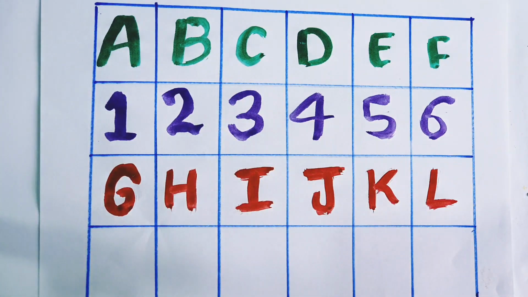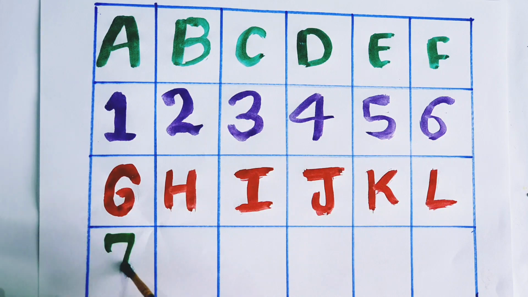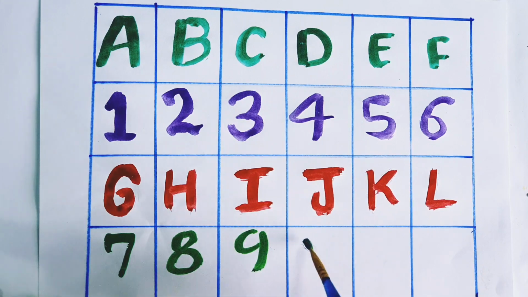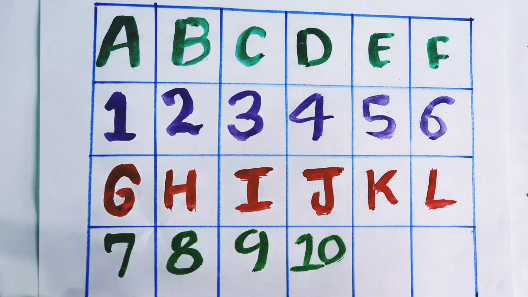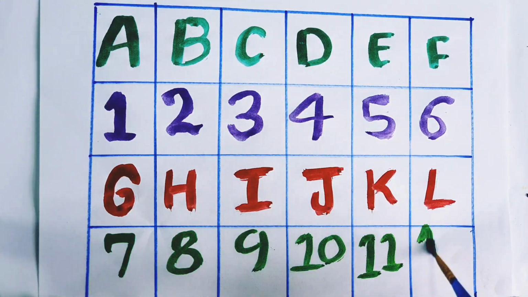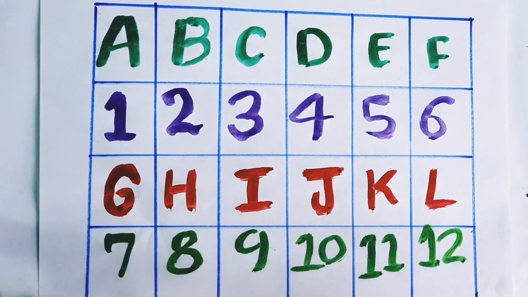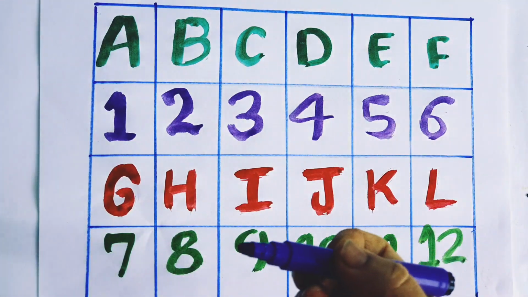6. Number 6. Light green color. 7. Number 7. 8. Number 8. 9. Number 9. 10. Number 10. 11. Number 11. 12. Number 12. Purple color.